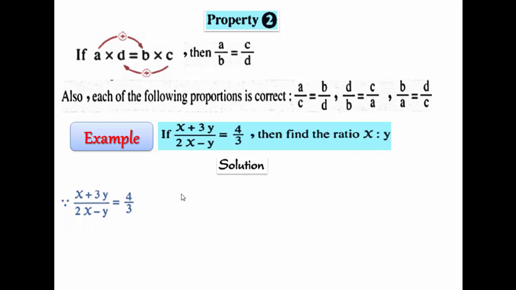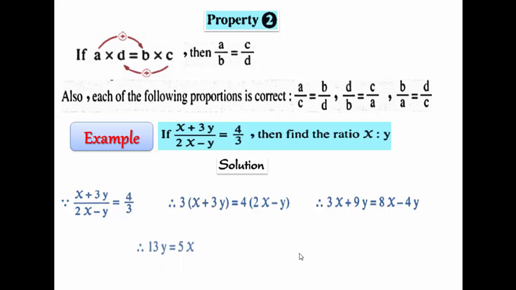Solution. Since x plus 3y over 2x minus y equals 4 over 3, therefore, if we use scissors here, 3 open bracket x plus 3y close bracket equals 4 open bracket 2x minus y close bracket. Therefore 3x, we will use here and here, distribute, multiply over addition. 3 will be multiplied with x and also with 3y. 3x plus 9y equals 4 multiplied by 2x, 8x, minus 4 multiplied by y, 4y. Therefore 13y equals 5x. Therefore x to y equals 13 to 5.